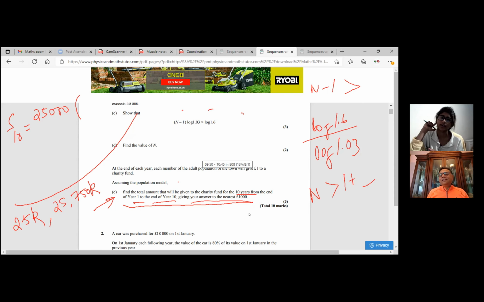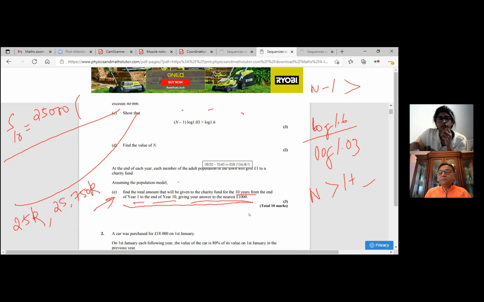At the end of year 2, it will be 25,750 pounds. At the end of year 3, that much. So every year they have contributed, and all these will sum together at the end of 10 years. So straight away, we can find the sum of the numbers for 10 years, and those many pounds, because it's £1 each.